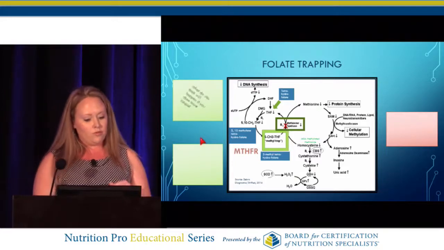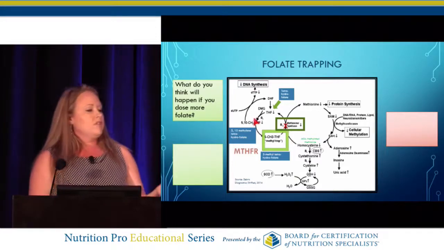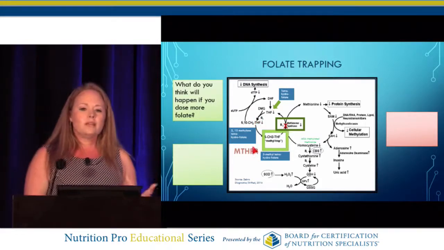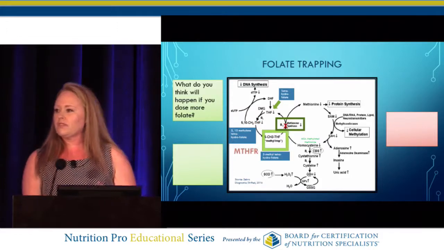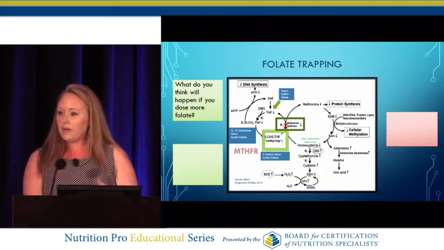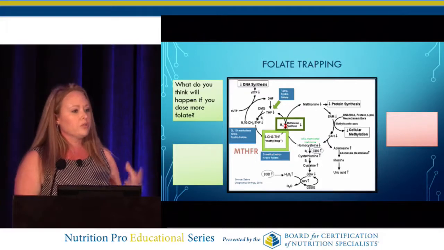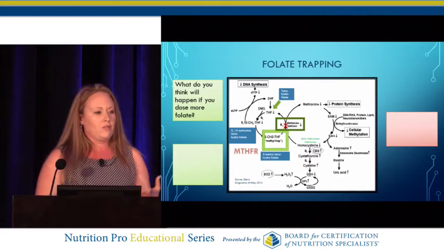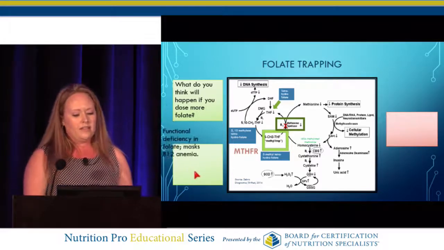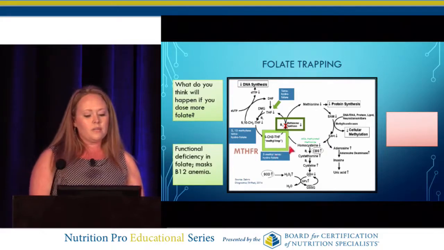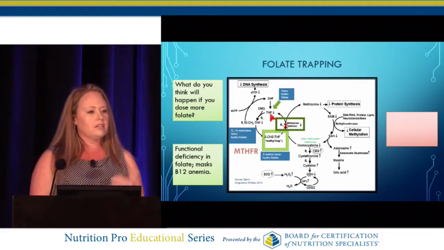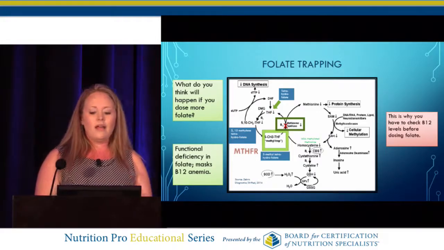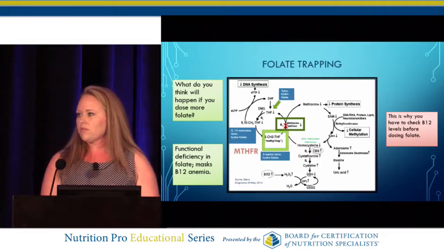So if you add more folate into the system, if there's an alteration in serine hydroxymethyltransferase or MTHFR, did at any point I say that there was 100% loss of function in those enzymes? No. So those enzymes are still going to participate in that action and still create methylfolate, even if it's not the amount of methylfolate that would be optimal. So again, this is why we have a functional deficiency in folate, because our folate marker for functional testing is tetrahydrofolate. It's also going to mask B12 anemia, and it's why we always check for B12 levels before dosing folate.